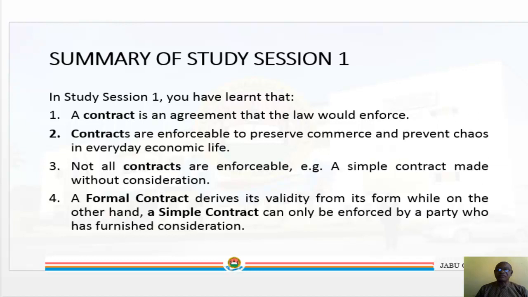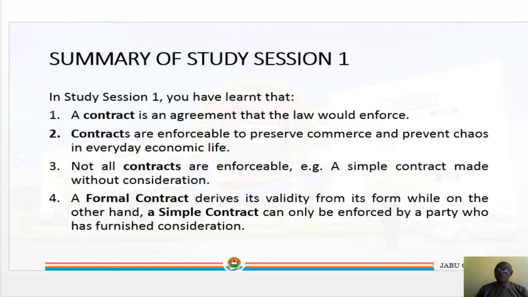A contract is an agreement that the law will enforce. I am now entering the summary session of this study, and you have learned that: 1. A contract is an agreement that the law will enforce. 2. Contracts are enforceable to preserve commerce and prevent chaos in everyday economic life.